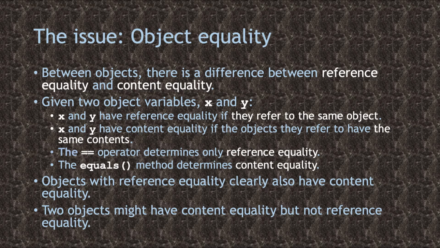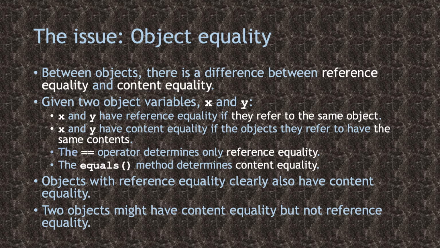If x and y are referring to different objects, but the contents of those objects are identical, then we say that x and y have content equality. And now here's the key point for our example. The equals operator is only appropriate for testing reference equality. That is, do the two variables or do the two references refer to a single object? In the case of the equals method, we're looking for content equality. Do those two references refer to objects with the same contents?